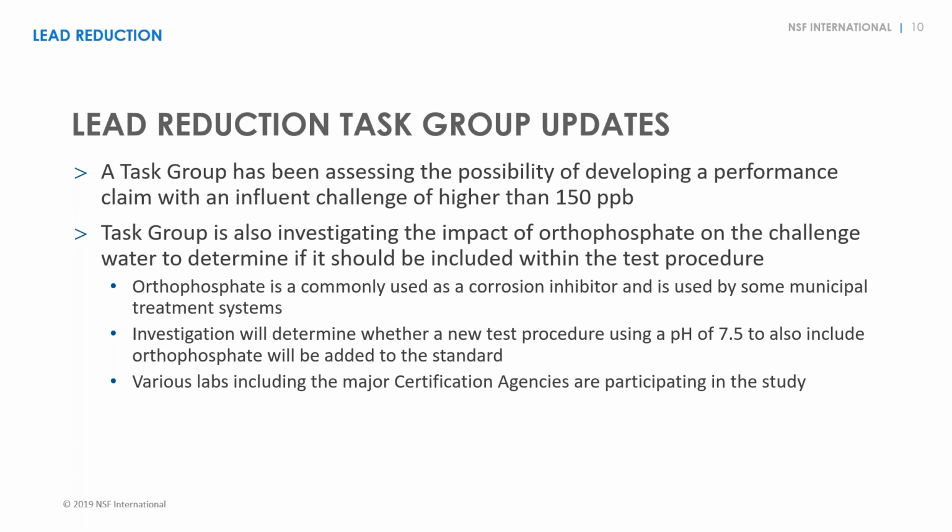And so the task group now is trying to identify a new test method that they could propose to the Joint Committee to potentially include within the standards that would develop a new test at a pH of 7.5 that would also include orthophosphate, as the inclusion of orthophosphate may have some sort of impact on the particulate size of the lead within the testing. So currently, this validation and this investigation is ongoing with a variety of labs, including all the other certifying agencies. And we are going to be looking to see some updates from that within a year or so from the task group.